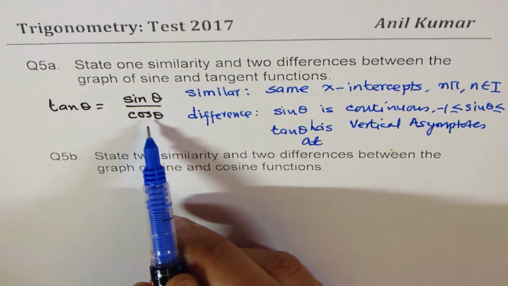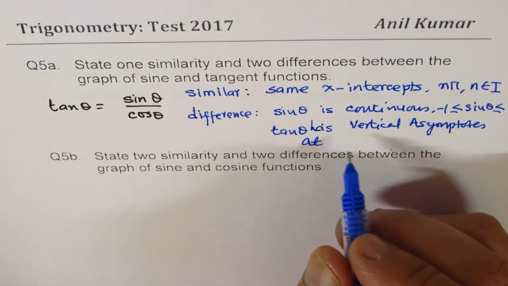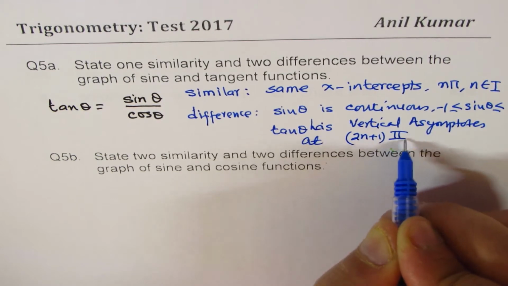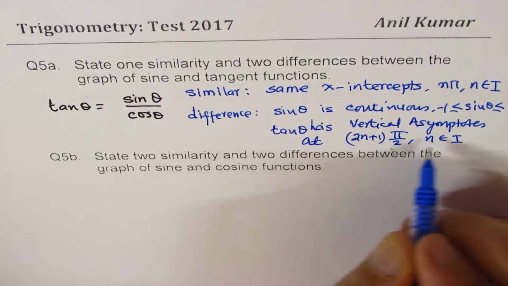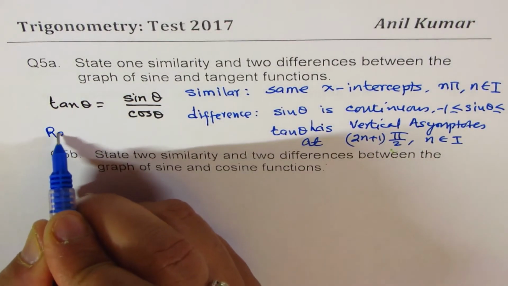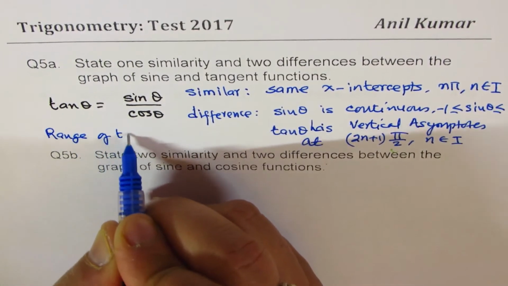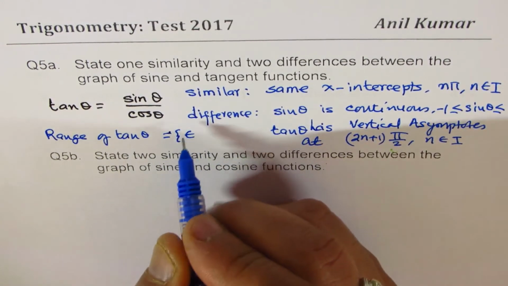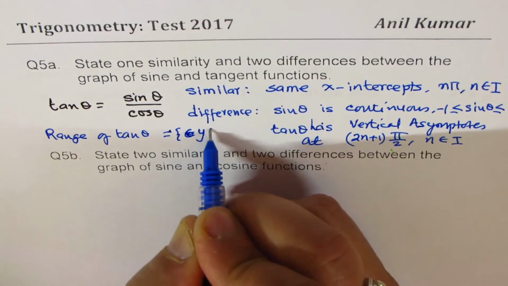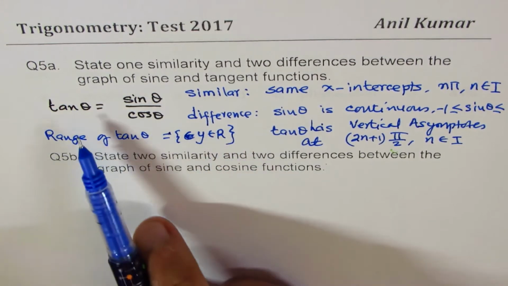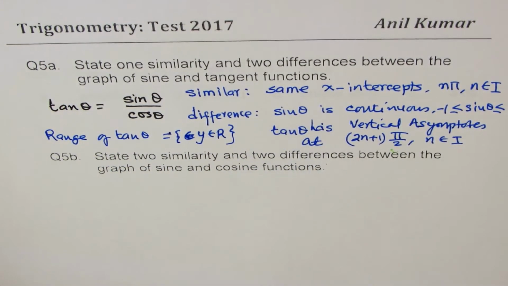At what point? Whenever cos theta is 0, right? So cos theta is 0 for pi by 2, so we can say (2n plus 1) pi by 2, where n belongs to integers. So it is discontinuous. The other thing is that we can say the range of tan theta is y belongs to real numbers, correct? So there is no restriction on range as far as tan theta is concerned. So that is how we can list out two very important differences between these two.